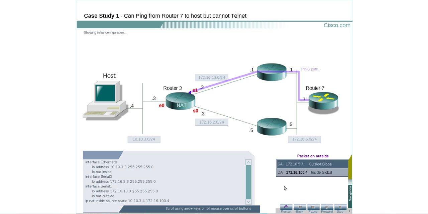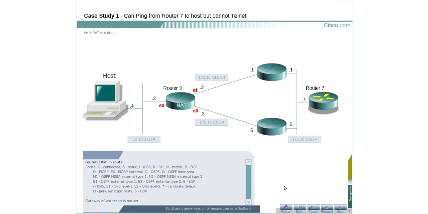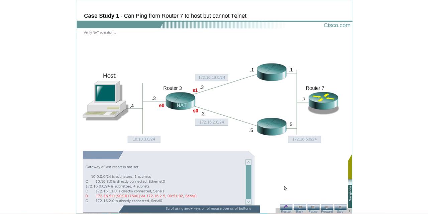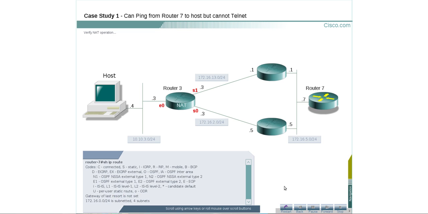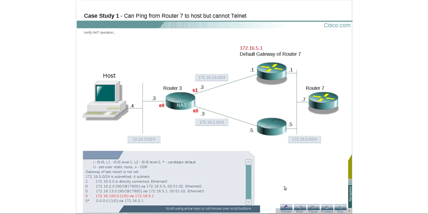172.16.100.4. One thing we may want to do at this point is check for the appropriate entries in the routing tables of the routers. Looking at the routing table of router 3, we see that it knows how to get to router 7 via serial 0, so we know that router 3 has a route to the destination. Router 7's routing table shows that it also has a route to the host network via the top router 172.16.5.1. So as far as we can tell, the routing looks good. At this point, we have enough information to figure the problem out, but we'll continue with our troubleshooting.